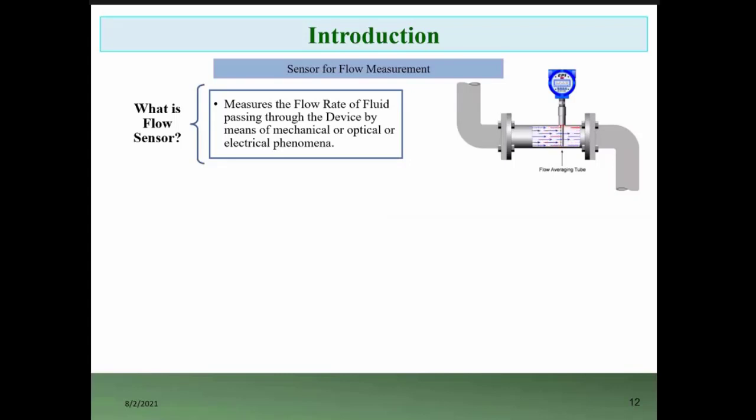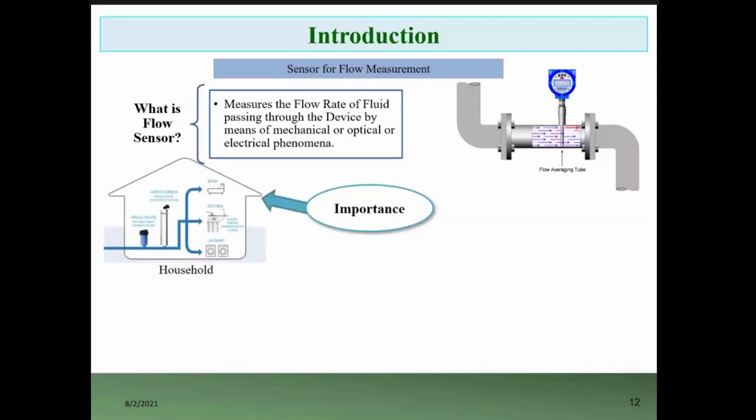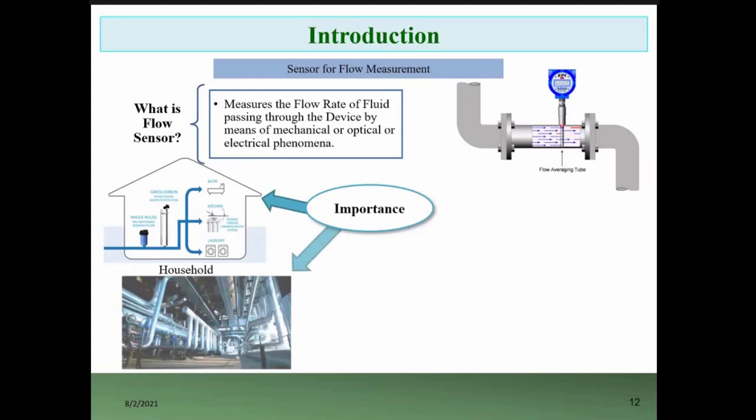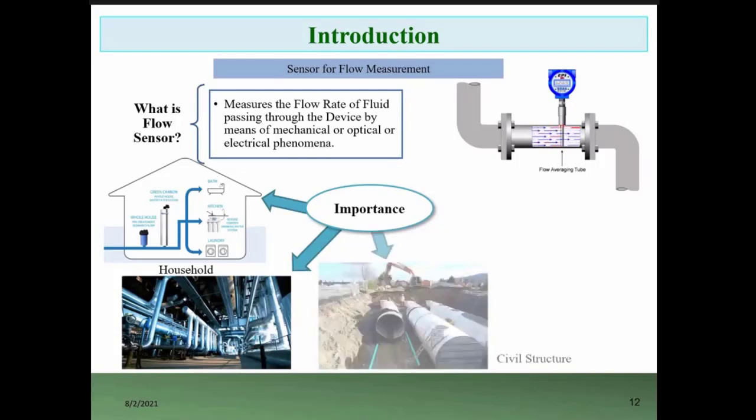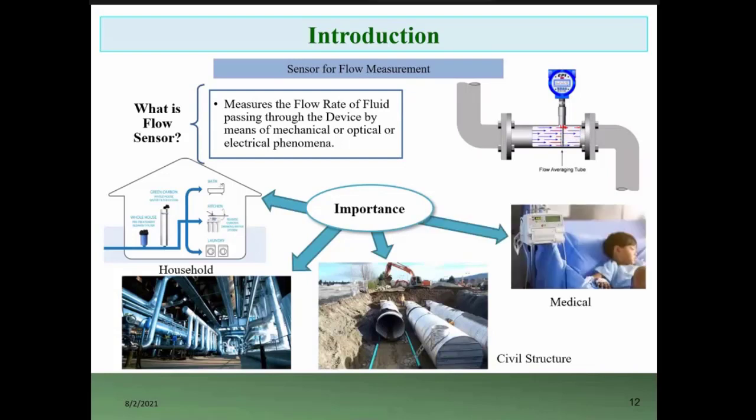And what is the importance of the flow sensor? Flow sensors can be useful to measure the flow rate of fluid at household level. Also, they can be useful to measure the flow rate for industrial purposes. Flow sensors can be useful to measure the flow rate in different civil structures. And lastly, flow sensors can be useful to measure different flow rates in medical devices.